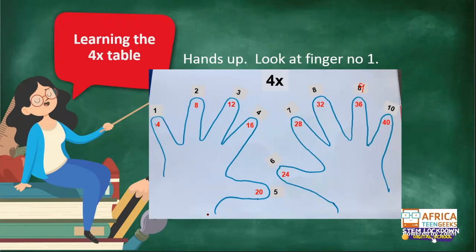Are you ready? I want it this way. Let's try. Go. 1, 2, 3. 4, 8, 12, 16, 20, 24, 28, 32, 36, 40.